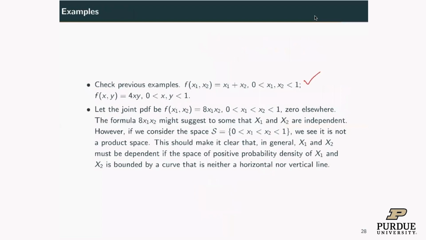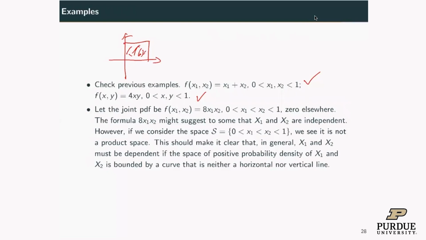So we talked about this example before. So they are dependent. This one you can separate. Also look at the support. 0 less than x, y less than 1. So the support, this is a rectangle shape. Now we can check this example.